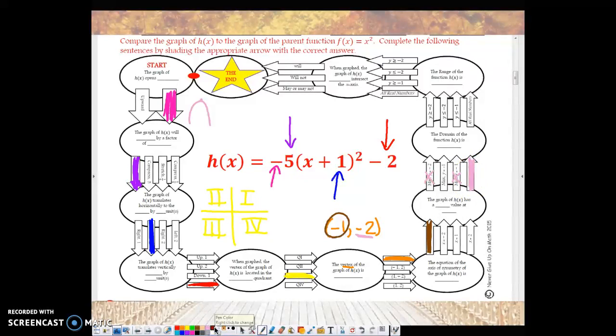All right, so then the next spot says the domain of the function h of x is what? Well, the domain of every quadratic function is all real numbers. Every quadratic function has a domain of all real numbers.